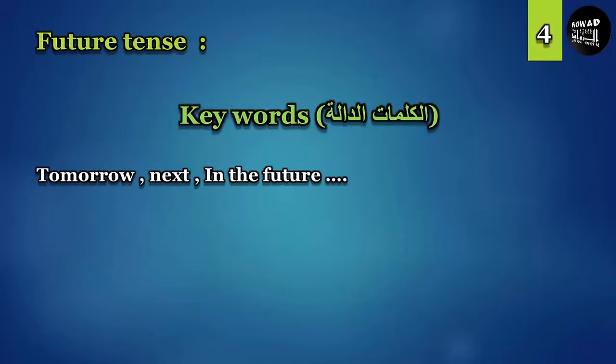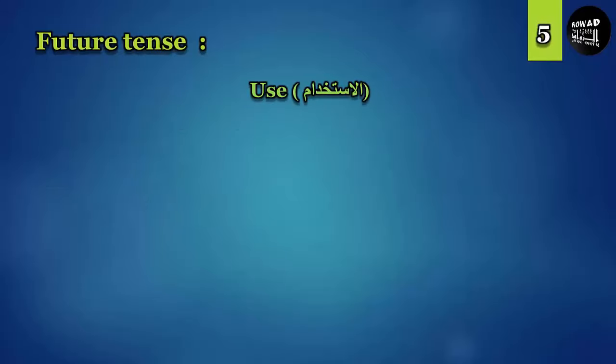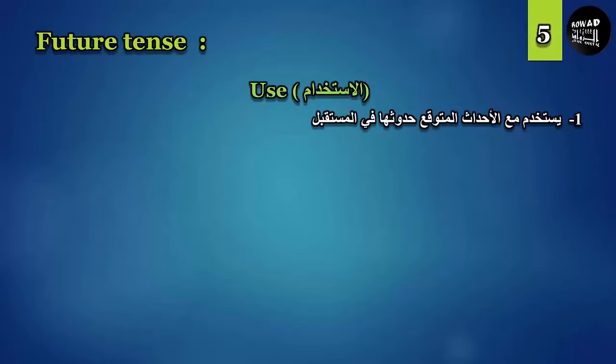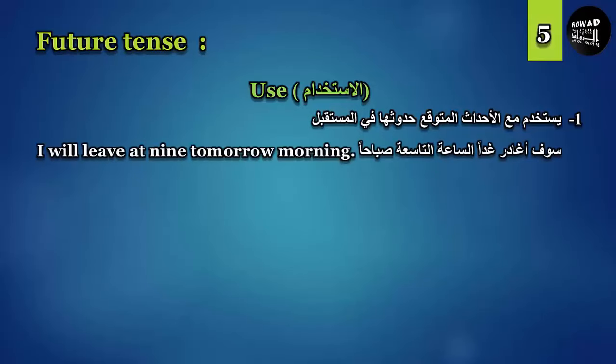next, in the future أو أي كلمة في الجملة بتدل على إنه الحدث عندي راح يصير في المستقبل أو لسه ما صارش. لإيش بنستخدم بالضبط الـ future tense أو الزمن المستقبل؟ في عندي أكتر من استخدام. أول استخدام بنستخدمه مع الأحداث اللي إحنا متوقعين إنها تصير في المستقبل. مثال I will leave at 9 tomorrow morning. حدث متوقع إنه يصير في المستقبل.